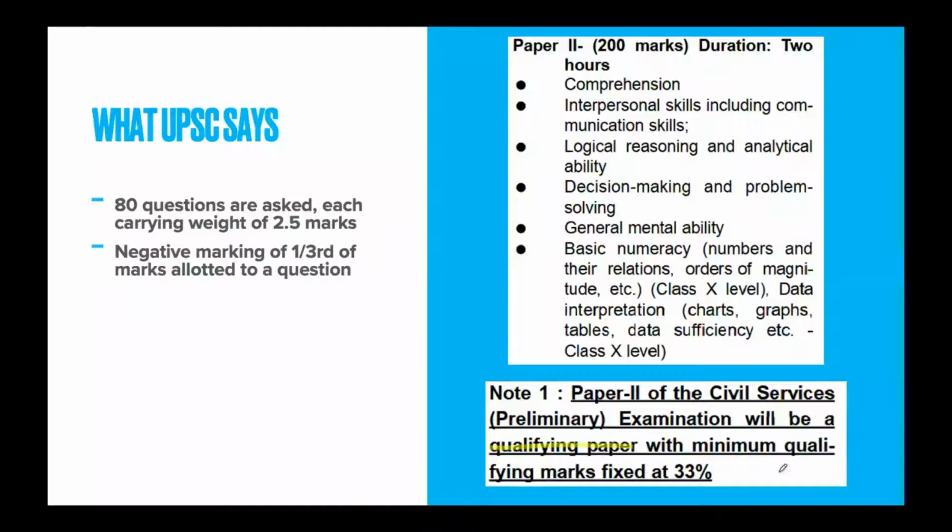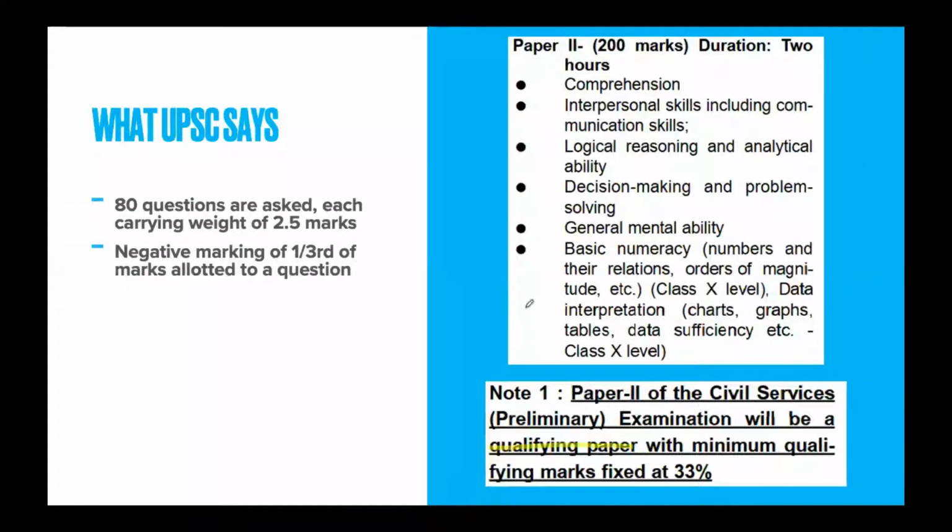What does being a qualifying paper mean? It means that if you are not able to achieve 33% marks in it, then you are going to be out of the process, and your paper 1 of the preliminary exam, that is general studies, will not be marked and you will be immediately out of the process. So achieving 33% marks is essential for your further progress during the examination process.